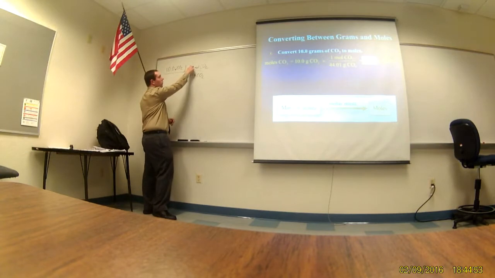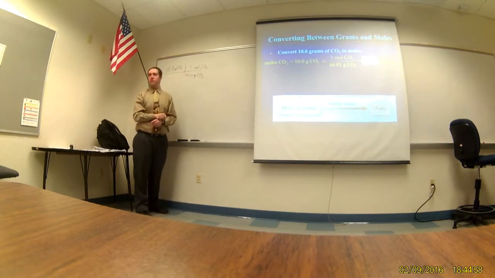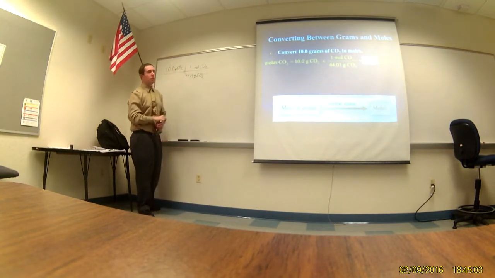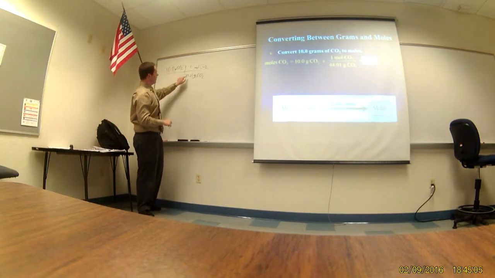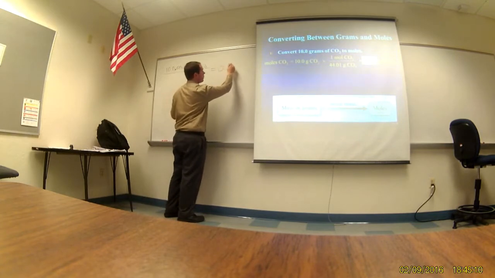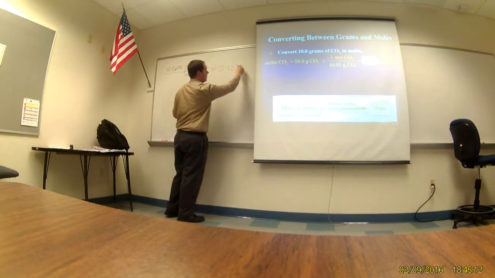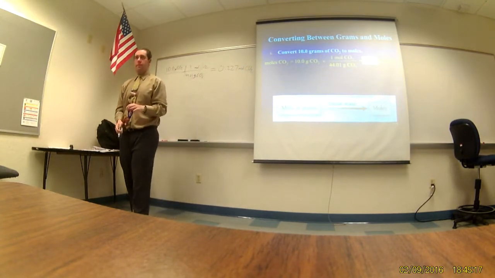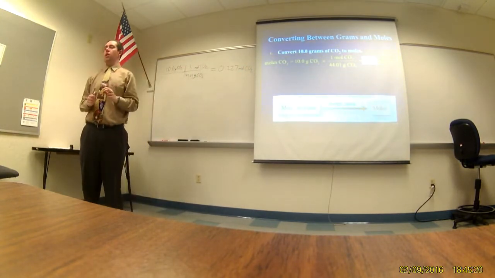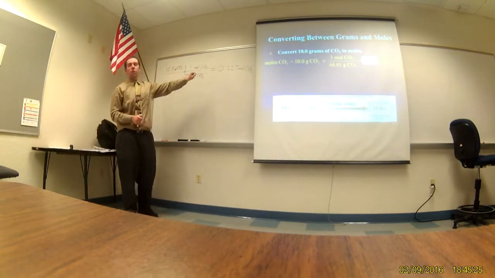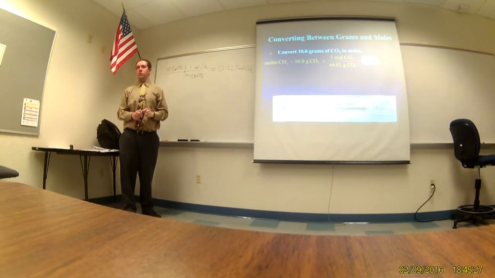So 1 mole of CO2 weighs 44.01 grams. My units cancel, I'm left with moles of CO2. So it's just 10 divided by 44.01, and apparently that equals 0.227 moles of CO2. Okay. It's not hard. Take the number of grams that you have, divide by the molar mass, and you have moles.